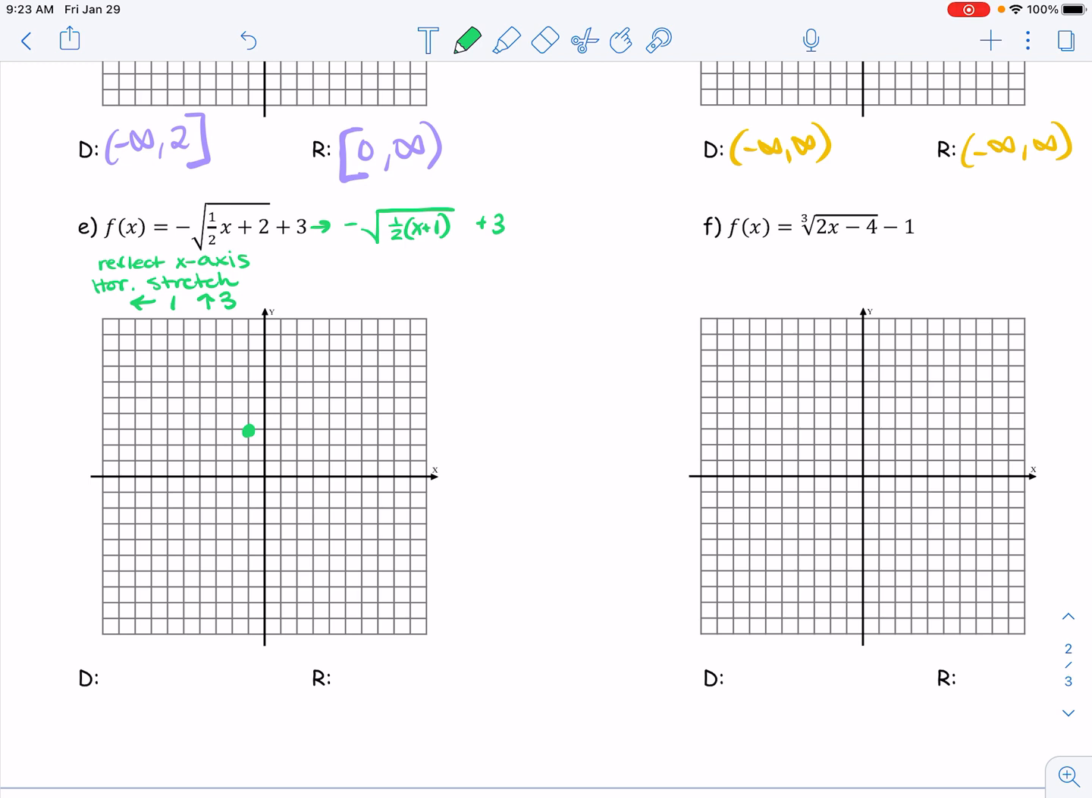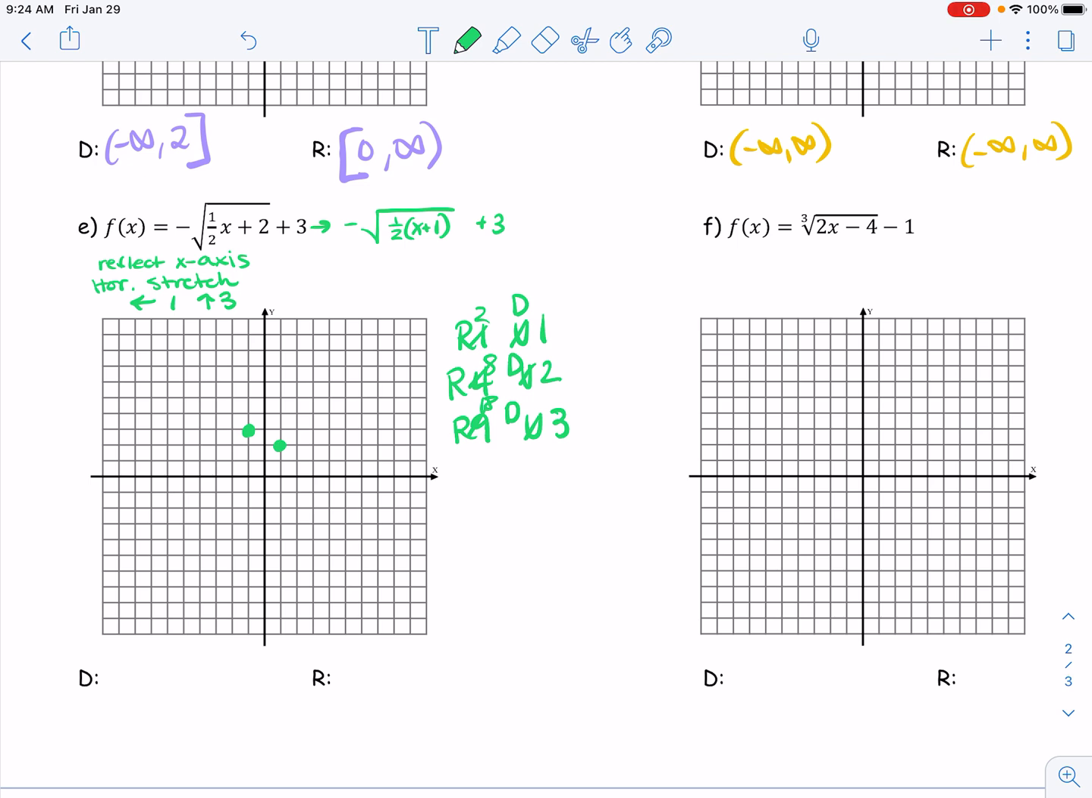Oh, sorry, I was looking at the wrong one. There we go. Left 1 up 3, and then I am flipping over the x-axis, so what was up is now going to go down. So normally we would go right 1 up 1, right 4 up 2, right 9 up 3. So now these are all going to go down, and I also have a horizontal stretch. So this is now going to be 2, 8, and 18. So then instead of going right 1 up 1, I'll go right 2 down 1. I'll go right 8 down 2.